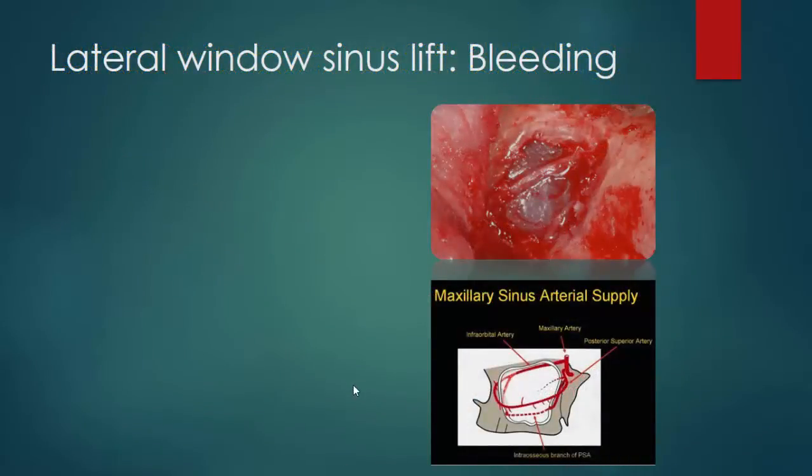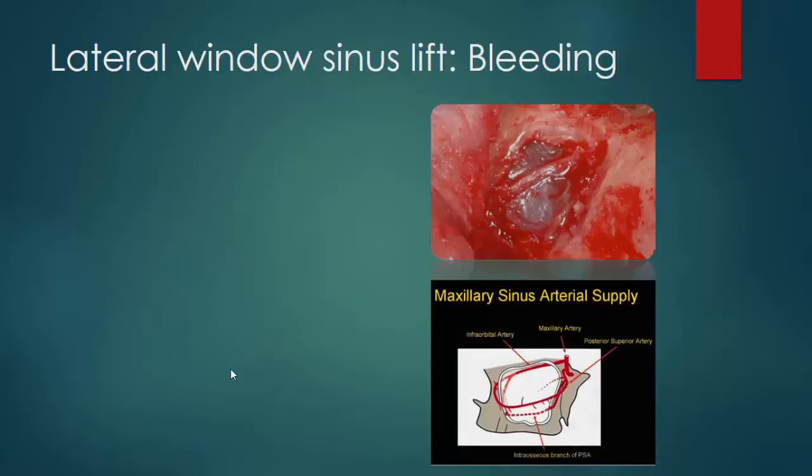So I will start talking about the lateral window sinus lift, and the first part I want to mention is the bleeding. According to the anatomy of the posterior superior alveolar artery, we have the intraosseous branches that come from the posterior superior alveolar artery. This is a small artery that runs into the lateral wall of the sinus. Here you can see on the clinical photo taken from the internet the lateral window of the sinus, and also the intraosseous branches of the posterior superior artery.